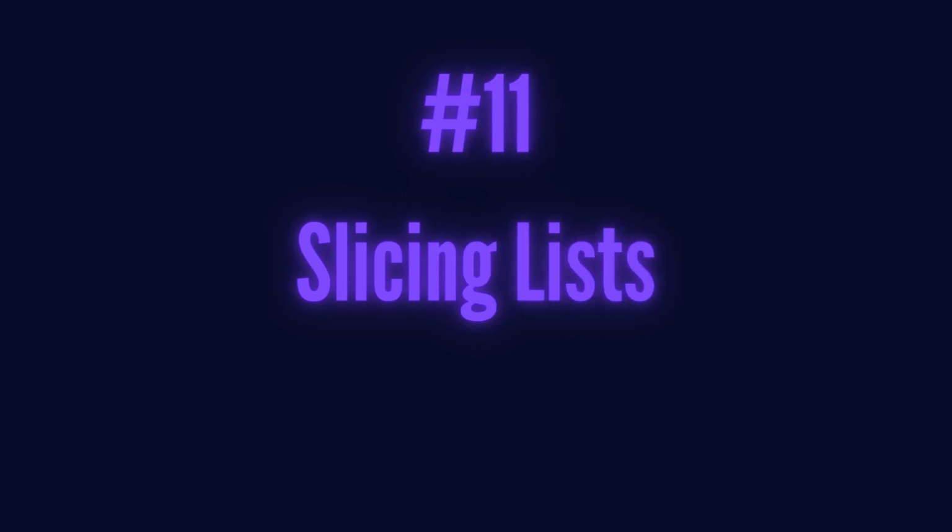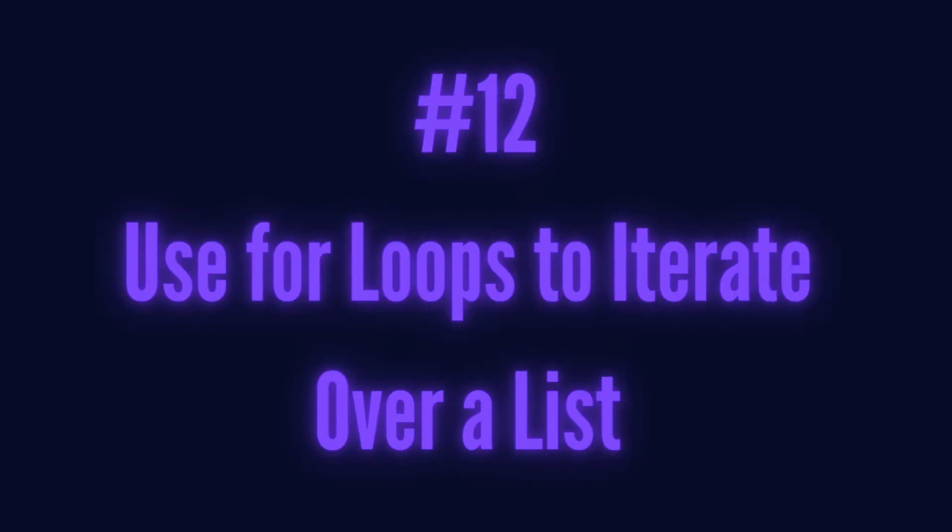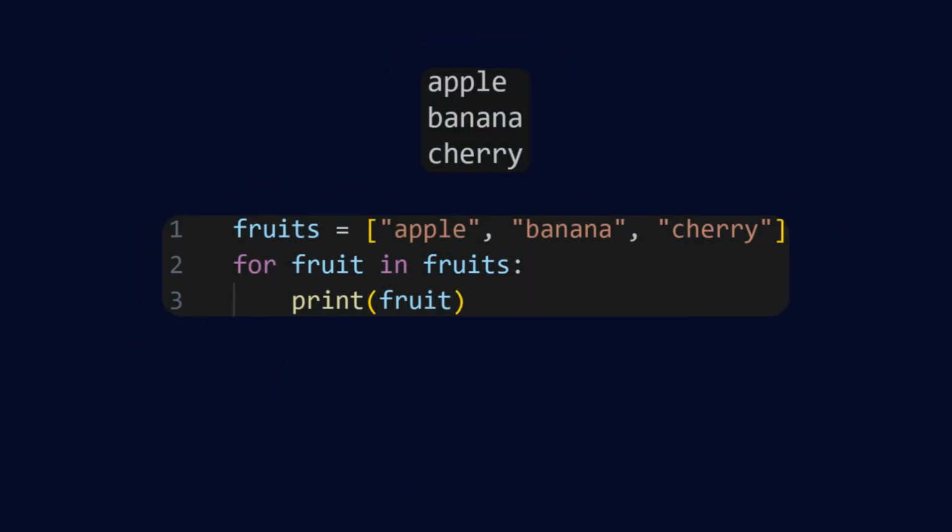Number 11. Slicing lists. Get a portion of a list using slicing. Use the format list[start:end] to extract parts. Number 12. Use a for loop to iterate over a list. Easily go through items in a list with a for loop. It's great for processing each item.